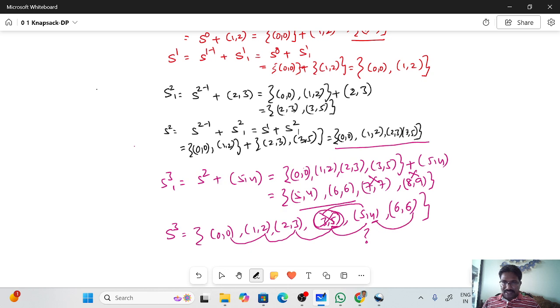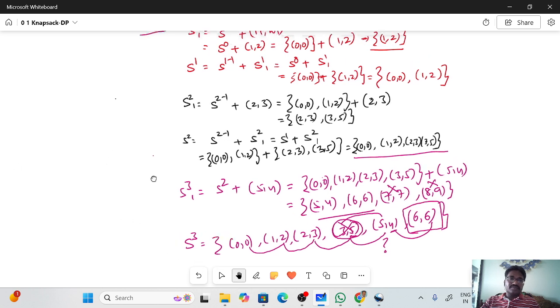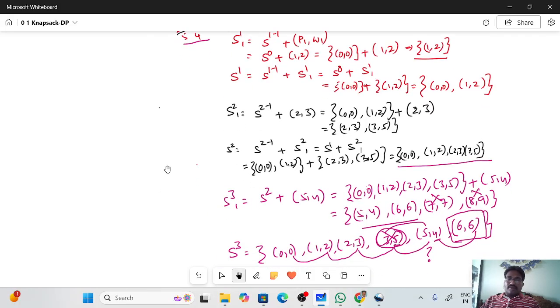3 to 4, weight increasing, profit also increasing. 4 to 6, weight increasing. What about the profit? Profit also increasing. So now we are stopping it. We found all the sets. Now within that set, what is the final pair? 6 6. That indicates that is the maximum profit we are getting. With maximum profit is 6, with the weight is 6.